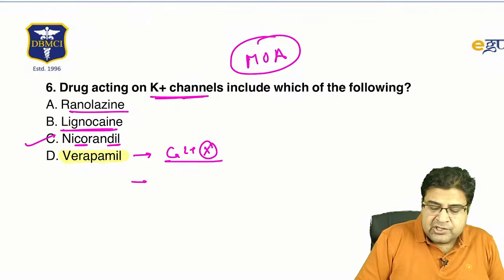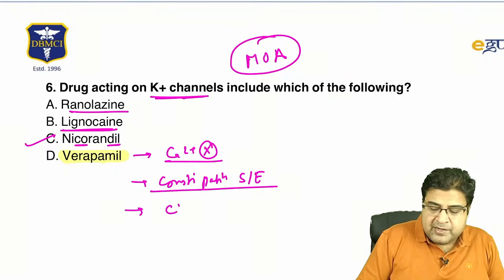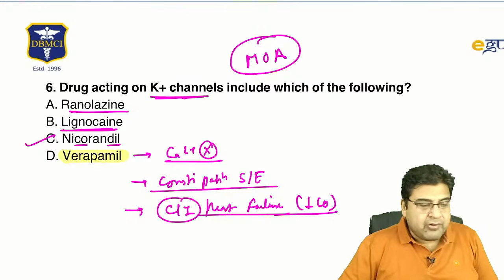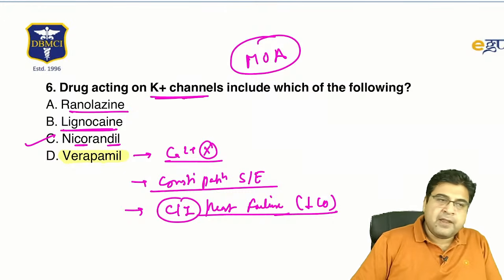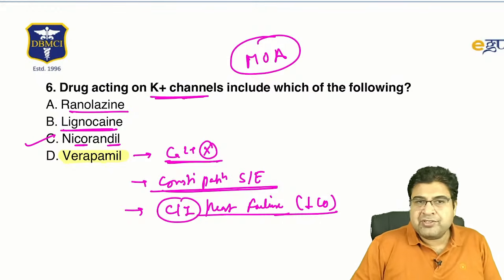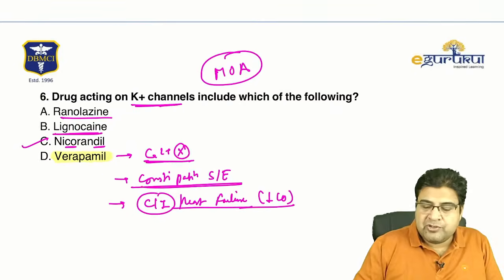This medicine is a calcium channel blocker, can result in constipation as the most common side effect, and is contraindicated in patients of heart failure. This medicine can reduce the cardiac output, so it is contraindicated in heart failure patients. And constipation is the most common side effect. It's a calcium channel blocker. So question 6, verapamil, you have to concentrate, and nicorandil is the answer of the question number 6.